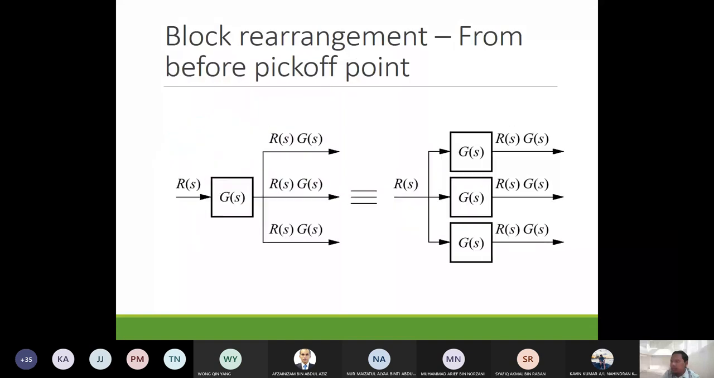Lastly, if you have a block located before a pick-off point and you want to bring it after the pick-off point, then you have to bring it to all the going out signals. All of the going out signals now have GS, and all of the going in signals you multiply by 1 over GS. So RS has nothing, because you already multiplied by 1 over GS. Any questions so far?